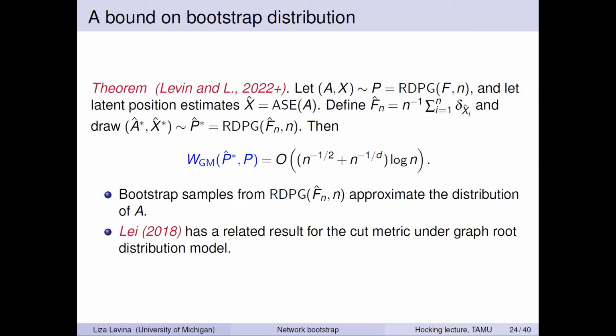Yes, just a follow-up question. I was wondering if you have node-specific covariates also. Will the same thing happen in the effect? Very good question. We haven't done that. I would think that it should go through because it's easier. Node-specific covariates you observe. You don't have to estimate them, so you don't even have to bound that.